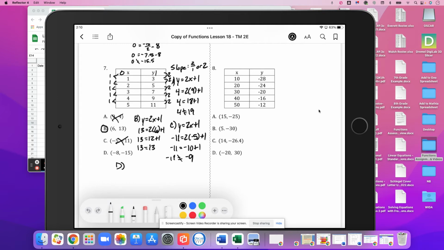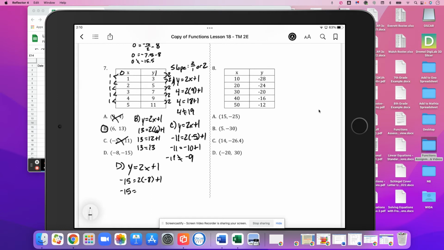And lastly, D, we've got our equation, y equals 2x plus 1. Negative 15 equals 2 times negative 8 plus 1. Negative 15 equals negative 16 plus 1. And yes, negative 15 is equal to negative 15. So for D, D does satisfy the function.